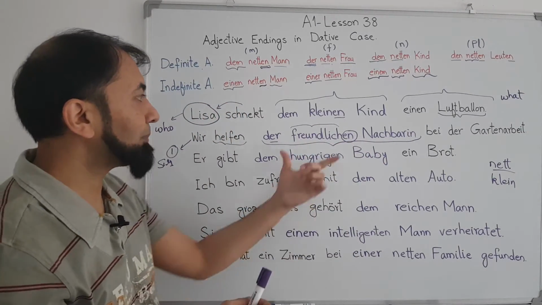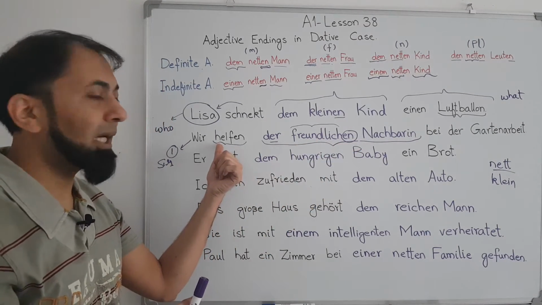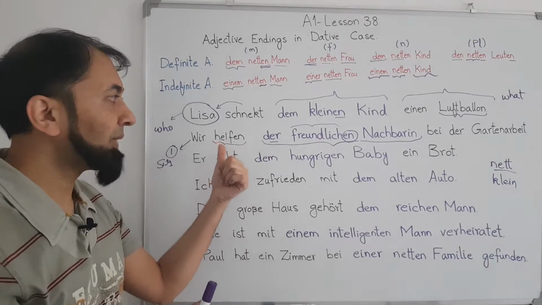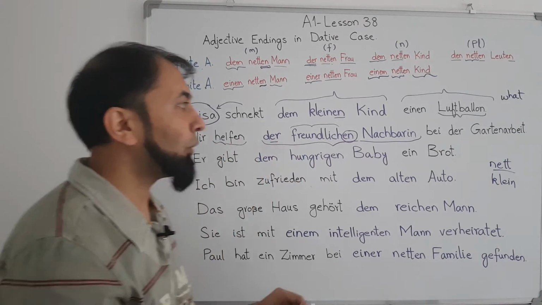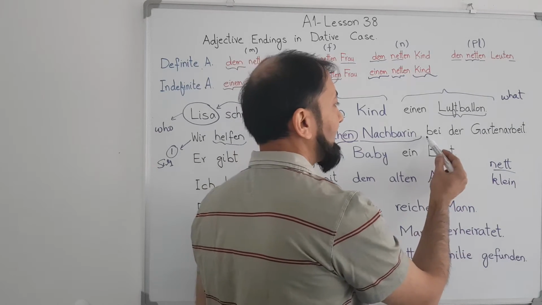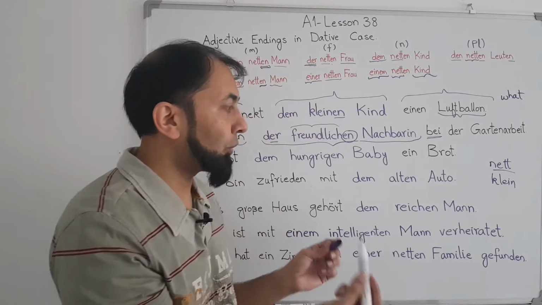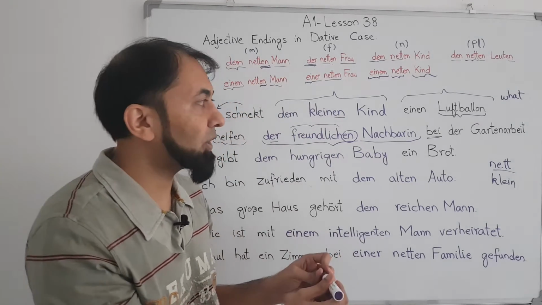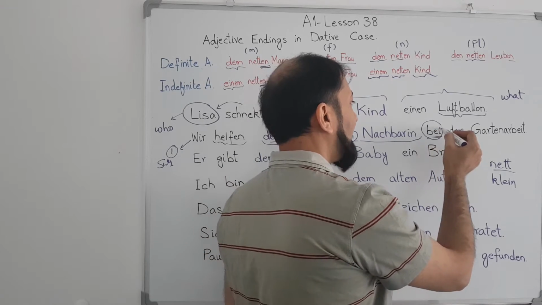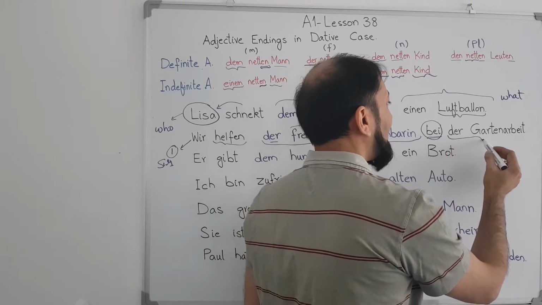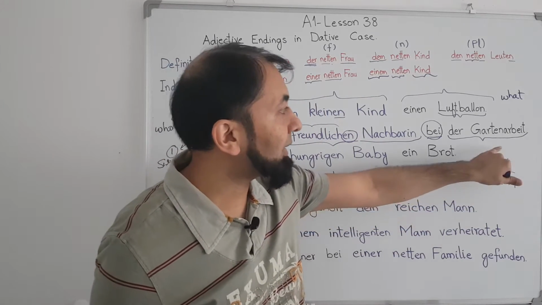So in this part of the sentence we have applied the rule of dative because we are using a dative verb here, and this is the object of this dative verb. Now if we look at the next part of the sentence, here we are again using a dative preposition. So bei is a dative preposition, and since bei is a dative preposition, the next part of the sentence will always be treated like dative.